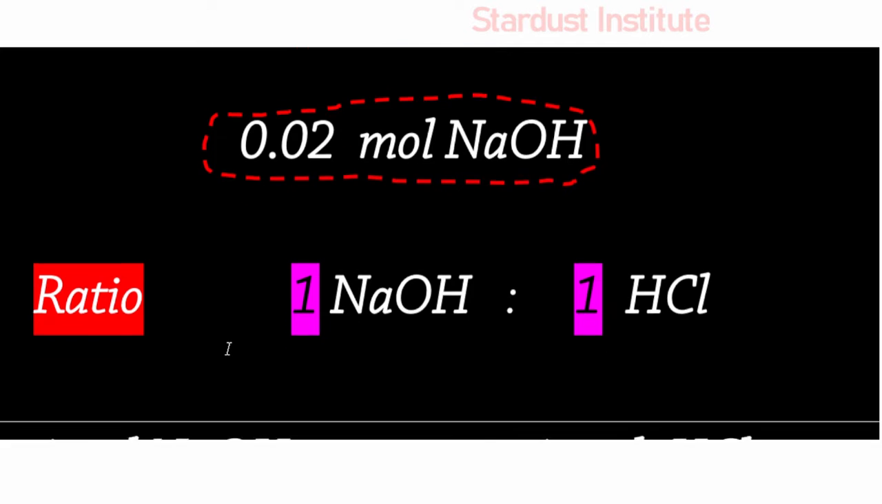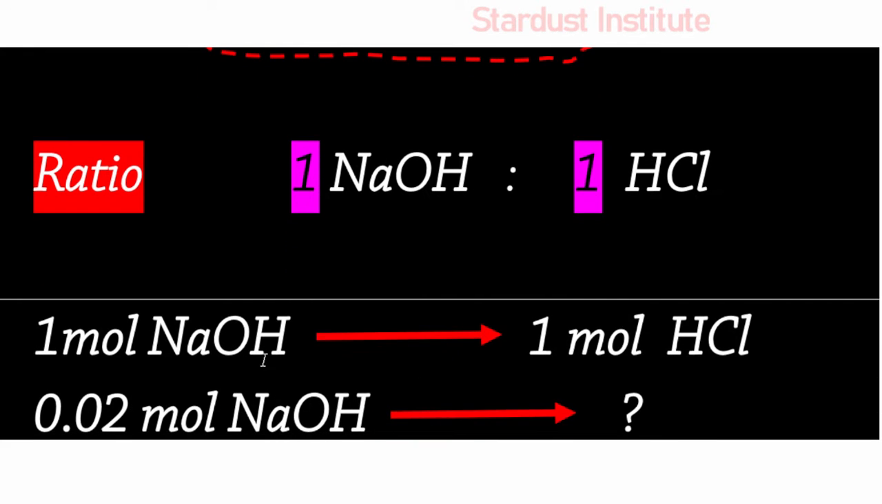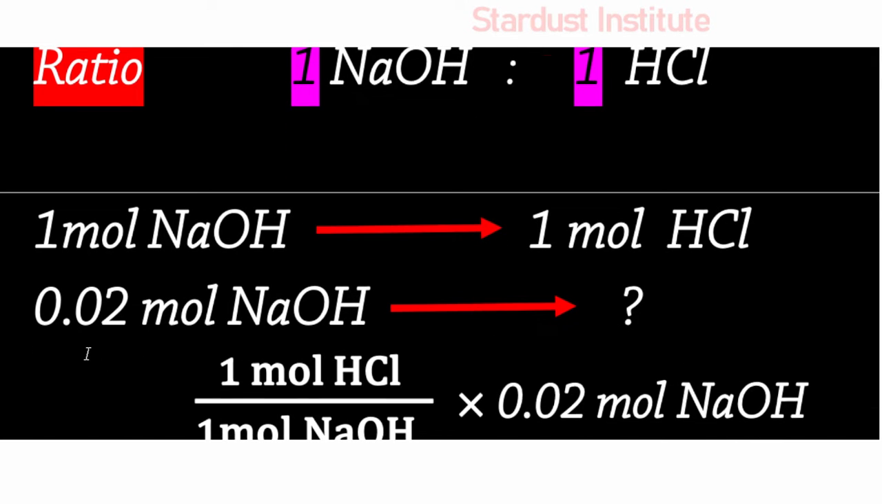This is the ratio. To react with 1 mole of sodium hydroxide, 1 mole of HCl is required. Earlier we found it. Now we have 0.02 moles of sodium hydroxide. Therefore, to react with 0.02 moles of sodium hydroxide, how many moles of HCl are required?